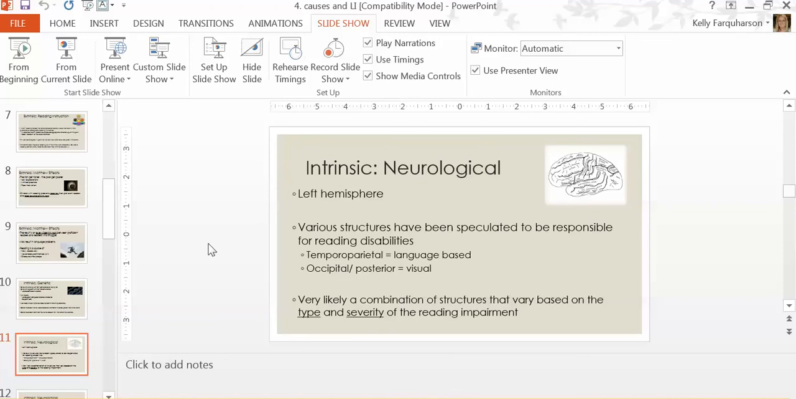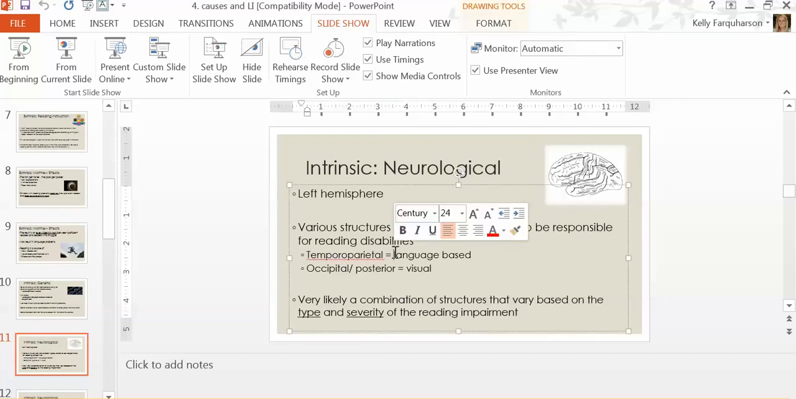So the next intrinsic cause is neurological. A lot of research has examined the left hemisphere as the locus of deficit for individuals who struggle with reading. There are various structures that have been speculated to be responsible for reading disabilities. There's been a lot of amazing research using different functional imaging strategies to look at what structures within the brain are causing reading disabilities. A lot of the temporoparietal areas are suspect because they are strong in language, and also some occipital and posterior areas of the brain due to visual processing.